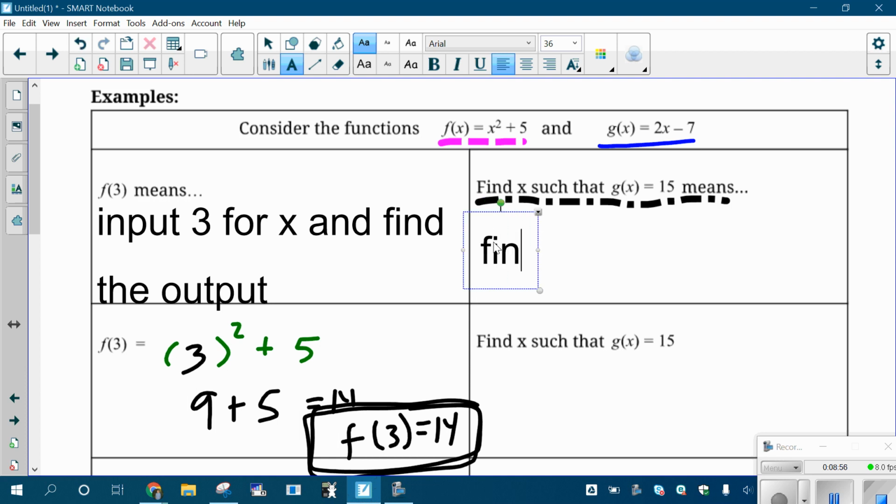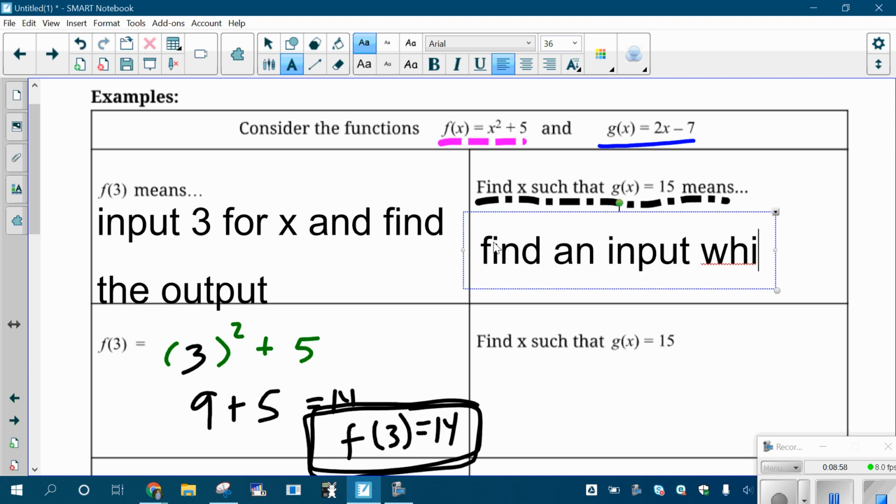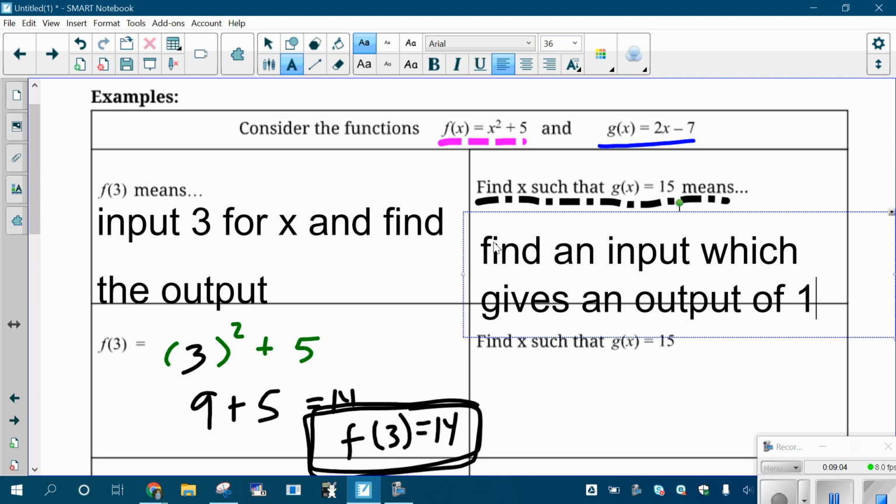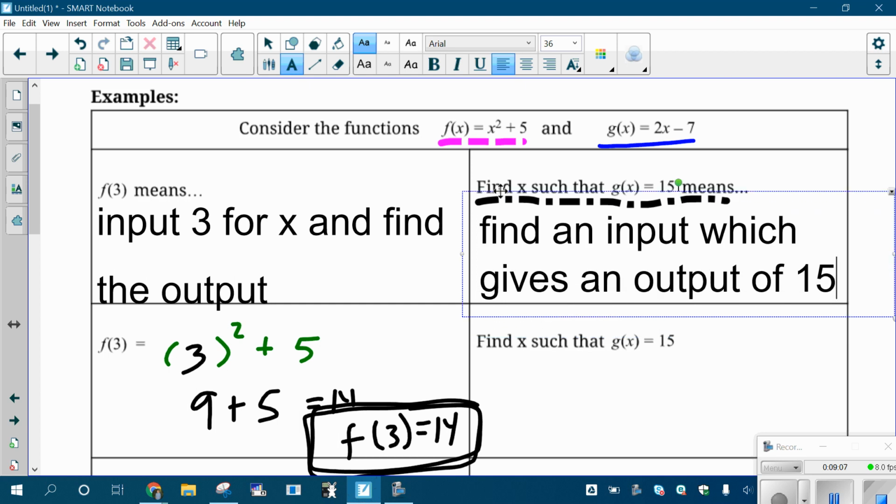In other words, find an input, remember a string's an x, find an input which gives an output of 15. Not saying plug in 15 for x. That would be if 15 was the input. It's saying 15 is the output. It's asking you, hey, what number would you stick in here?